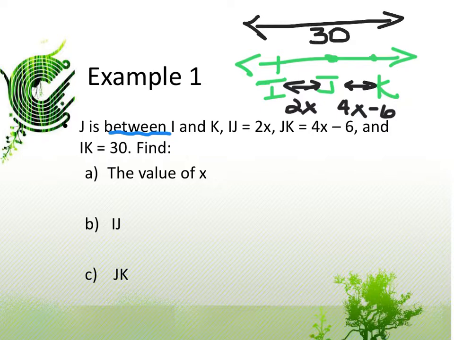So here we go with our algebra. What do you think we need to do to find the value of x? Second equation is 2x plus 4x minus 6 equals 30. Beautiful. So you are going to take each piece of the segment. First segment, IJ, which was 2x, and then we're going to take segment JK, which is 4x minus 6. We're going to add those pieces together.